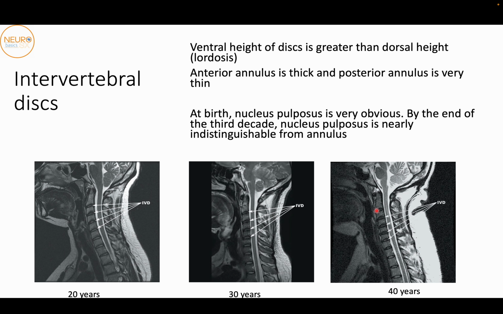So as you can see in this patient, in this normal spine at 40 years, the intervertebral disc is more or less homogeneously T2. You cannot make out the difference between nucleus pulposus and annulus fibrosus after 30 years of age, but this is not indicative of a significant pathology.